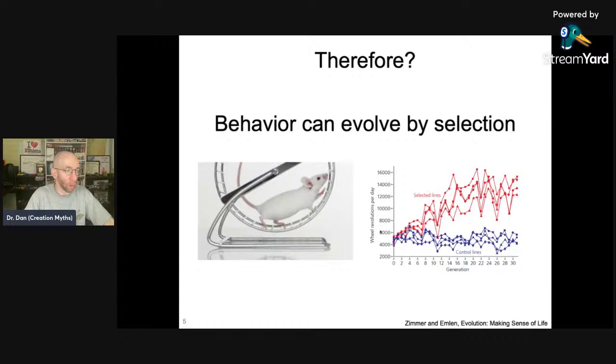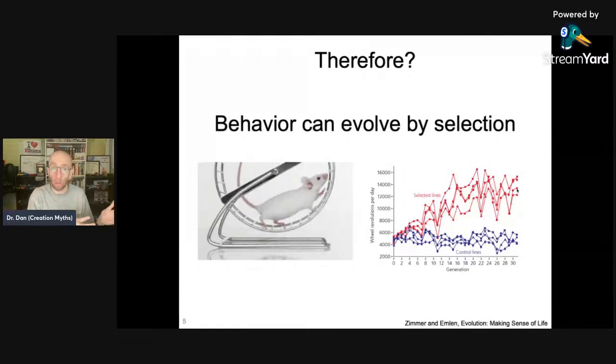So if you look at this figure, we're looking across 30 generations, generations 0 to 30 on the x-axis. And on the y-axis, we have wheel revolutions per day from 2,000 up to 16,000. The blue lines are the control lines, so those are non-selected, and that's somewhere in the 4 to 6,000 range on average. The red lines are the selected lines for high activity. After 30 generations, we've selected for mice that are moving in the 10 to 12 to 14,000 revolutions per day range. So this is just a very simple example of how you can select for particular behaviors.